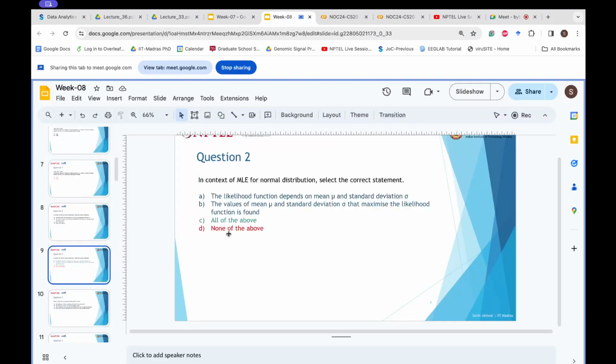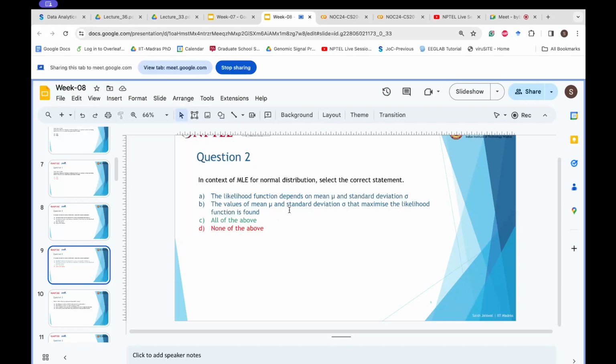So answer is all of the above. As we saw, the likelihood function depends on the parameters of the distribution. So in the case of normal distribution, the parameters are mean and standard deviation sigma. So yes, it depends on the parameters of the distribution, and likelihood function is nothing but the product of your likelihoods for each of the data points.